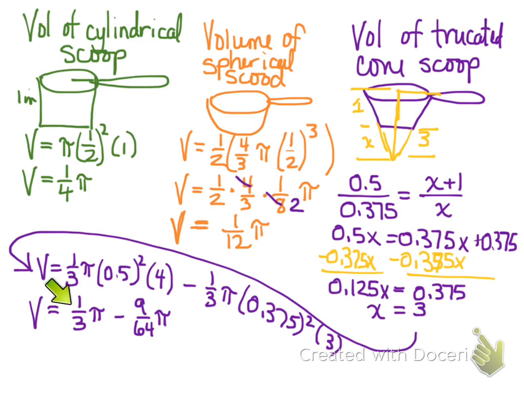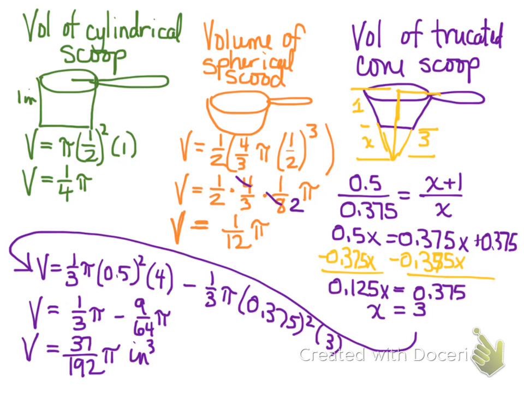And we get 1/3 pi for this first part, because 1/2 squared is 1/4. So 1/4 times 4 is just a factor of 1. So this whole thing simplifies down to 1/3 pi right here. This expression is a little more complicated, but it simplifies to 9/64 pi. So if I get a common denominator and subtract those, I get 37/192 pi inches cubed for the volume of the truncated cone scoop.